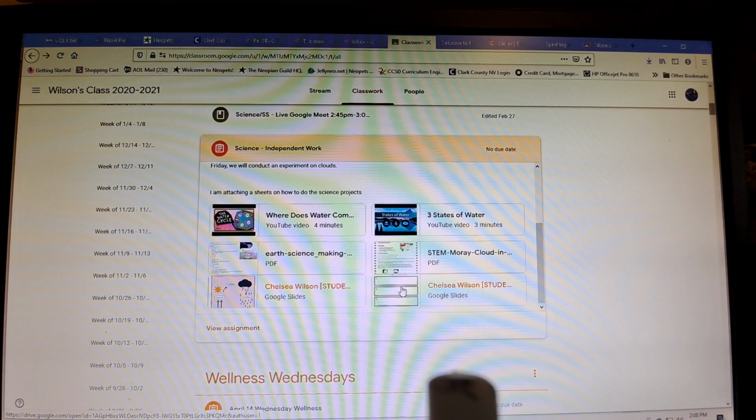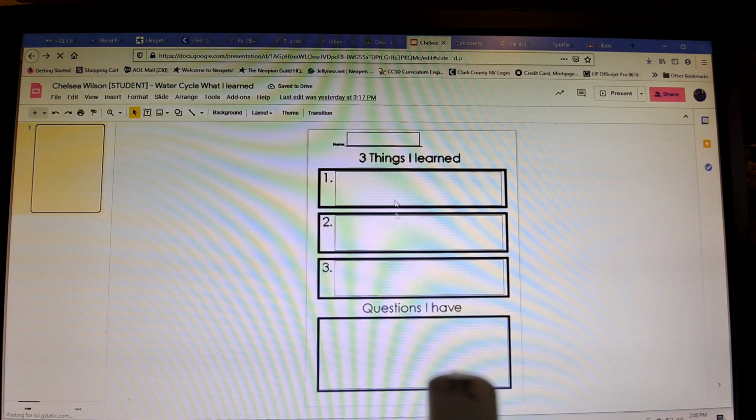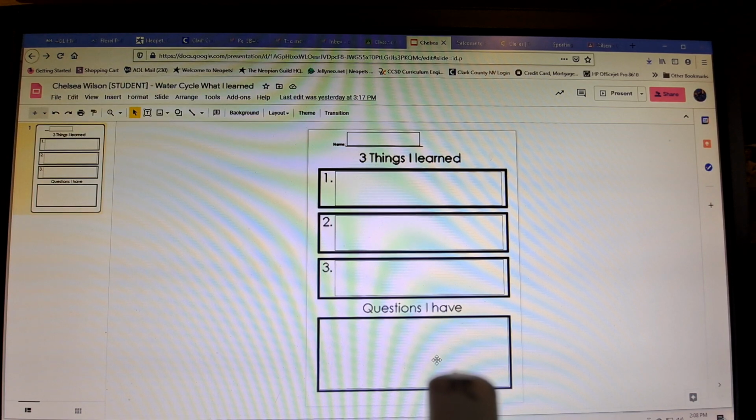And then on Friday, we have 3 things we learned and a question that I still have. And that's kind of nice to see. It's always surprising what the kids remember they learned. And then it helps me out. Questions that they still have, maybe something else that we can explore like the next week in science.